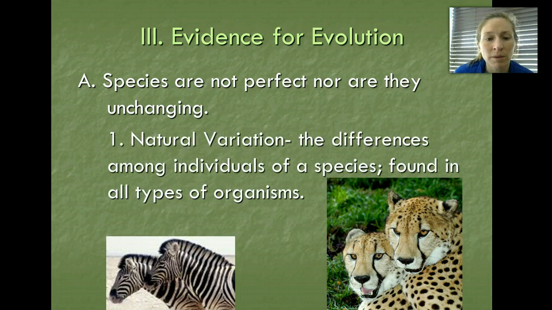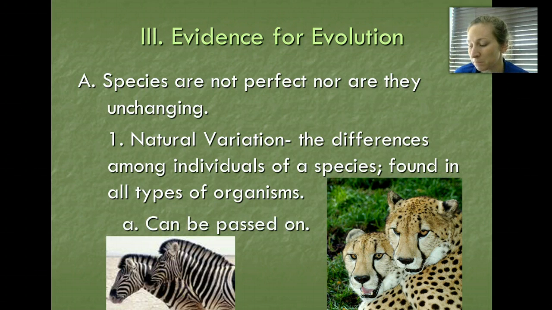nor are they unchanging in an environment. So there is some natural variation among all organisms. Natural variation is a difference among individuals of a species, and this is found in all types of organisms. So, for zebras, we got striped organisms versus not striped organisms. We got spotted versus not spotted. So this is just a form of camouflage that can be an adaptation beneficial in an environment, and that is an example of a natural variation.